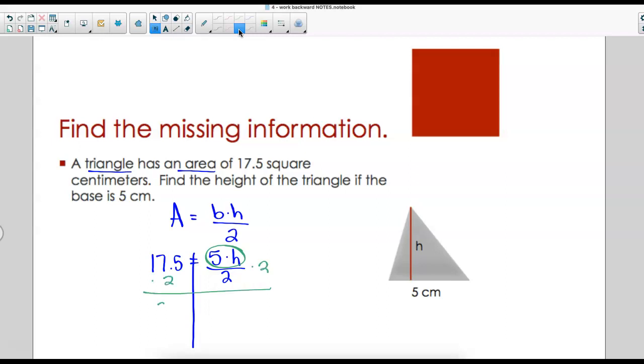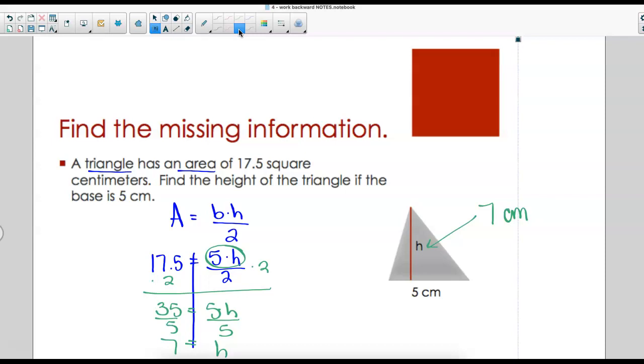17.5 times 2 is 35 equals 5h. Divide by 5. H equals 7. So the height of this triangle is 7 centimeters. Can we check if that works? What's 5 times 7 divided by 2? 5 times 7 is 35, divided by 2 is 17.5. That's the area. It works.